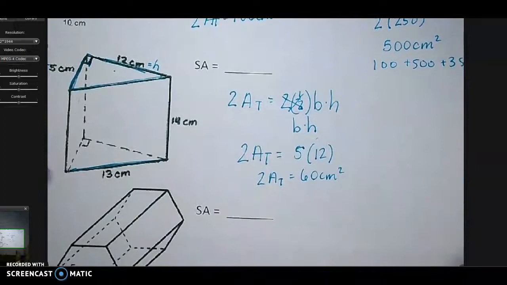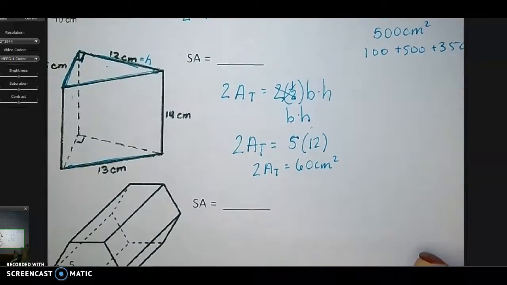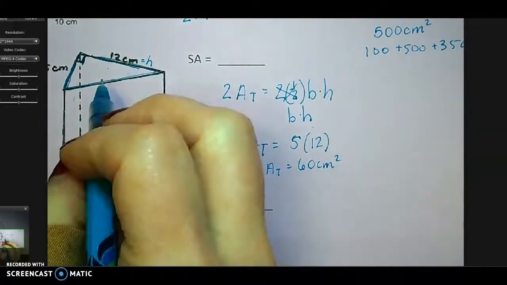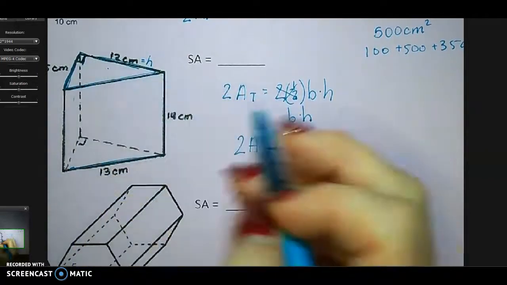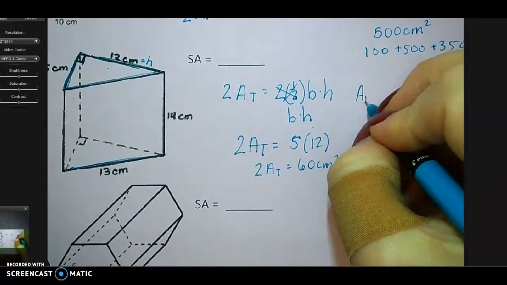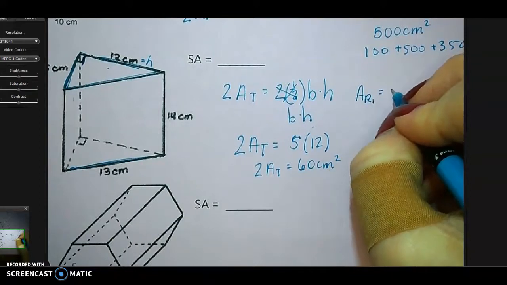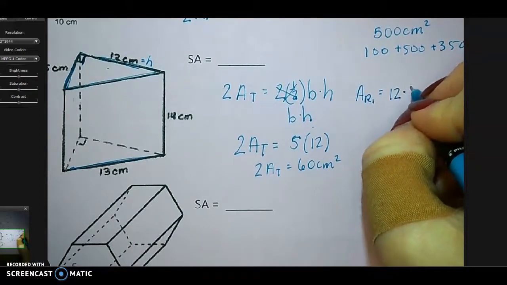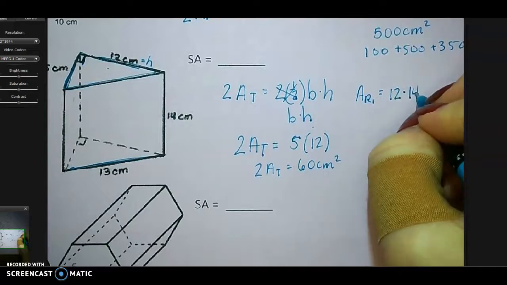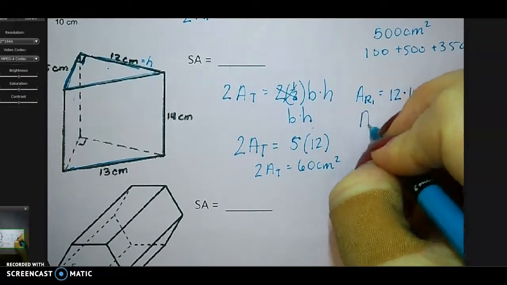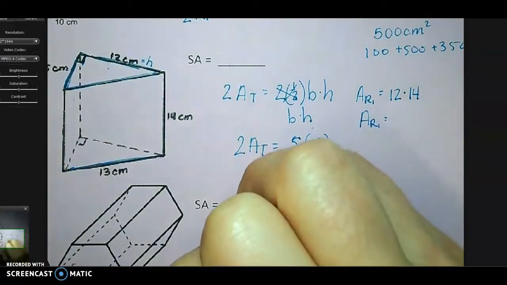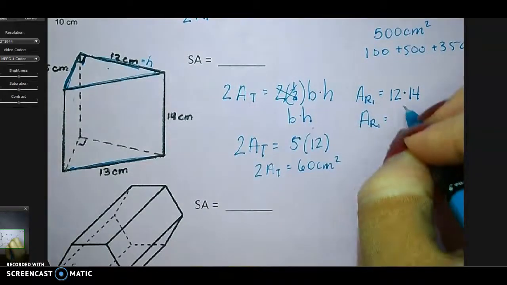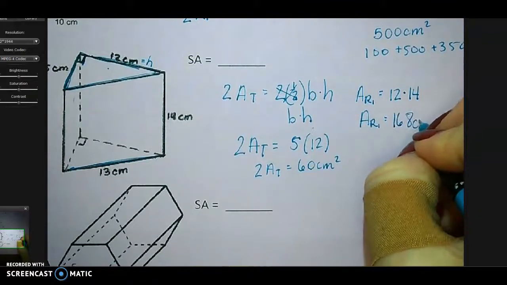Now, all of our rectangles this time are going to be different from each other. So this rectangle at the back here is going to be 12 by 14. So the area of rectangle number 1 is going to be 12 times 14, because base or length times width. So the area of rectangle 1, that is 12 times 14, is 168 centimeters squared.